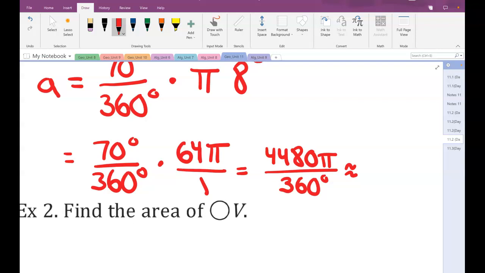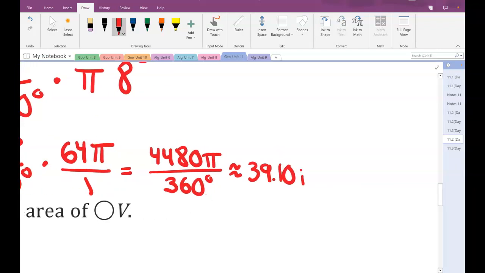So we'll get an approximated answer. We're going to just round to the nearest hundredth. So that'll be 39.10. And since we're talking about area, that's inches squared, which will be your units. So that's the area of our red sector, our red slice of our circle.